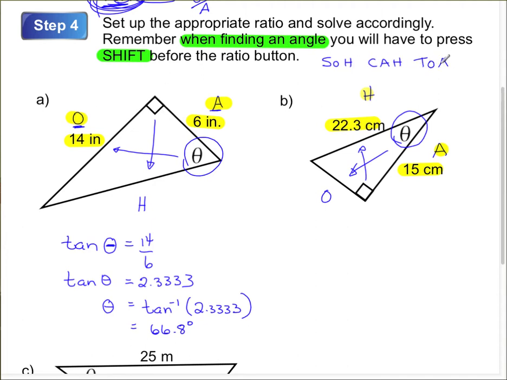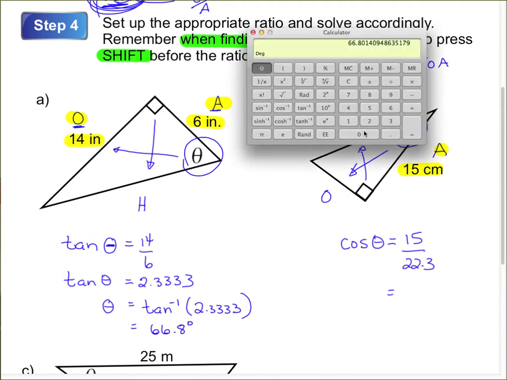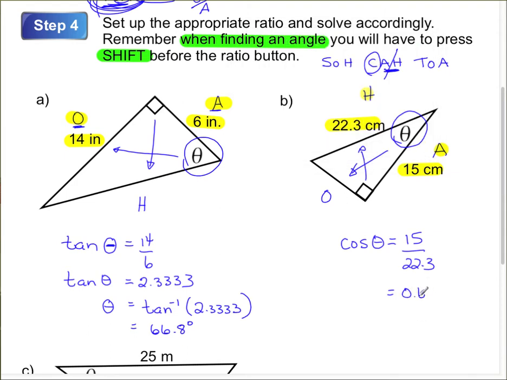Now the A and the H, if we take a look back, I'm going to rewrite Sohcahtoa right here. And look, A and H goes with cos. So I'm going to write down cos with the angle, because cos always needs an angle, and so does sine and so does tan. Cos theta equals, now that's A over H. So A is 15 over H is 22.3. Now let's figure out what 15 divided by 22.3 is. It's 0.6726. Always leave 4 decimal places so that you don't get too much of a round off error.